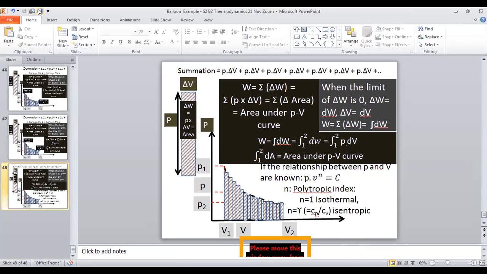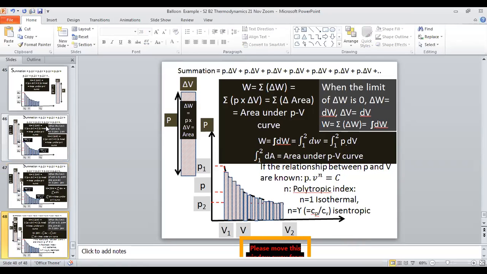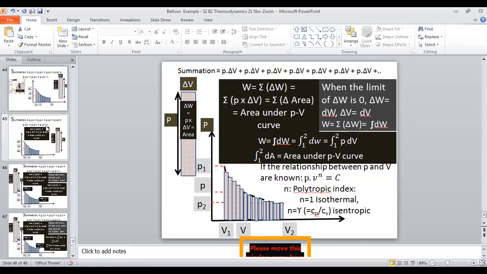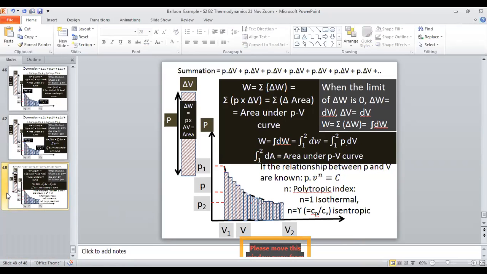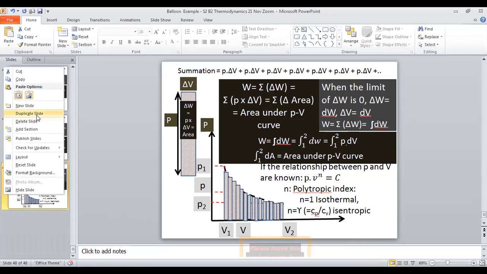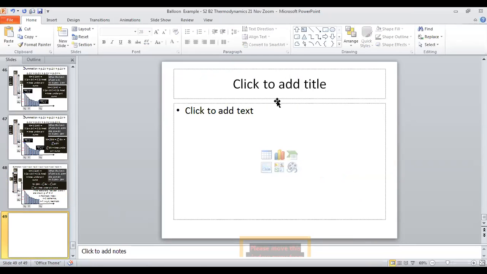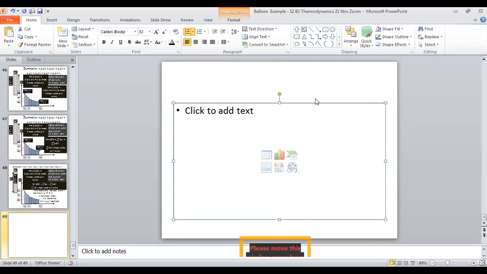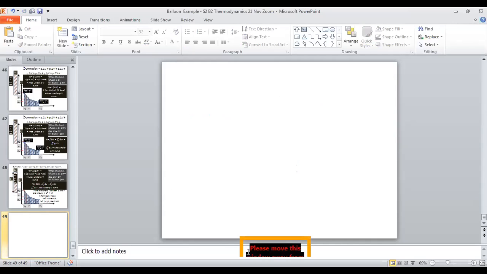So that's all for today. I hope you can understand this part very well. We have done work done under PV curves today. So we will start from a new session.